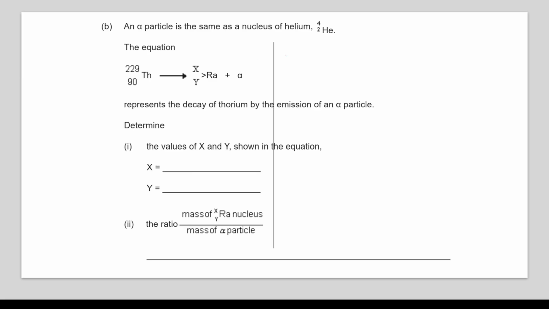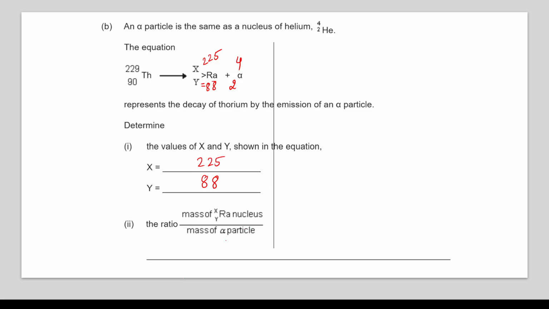An alpha particle is the same as a nucleus of the helium. All right, we know that. So this is what? Thorium, emission of alpha particle. Now, by all means, pause the video and try to do it yourself. If not, let's do it together. Or you've done it, you can check your answers. So if it is alpha, this is 2 and this is 4. So this should be 88. And this should be 229 minus 4 is 225. So X should be 225 and this should be 88.